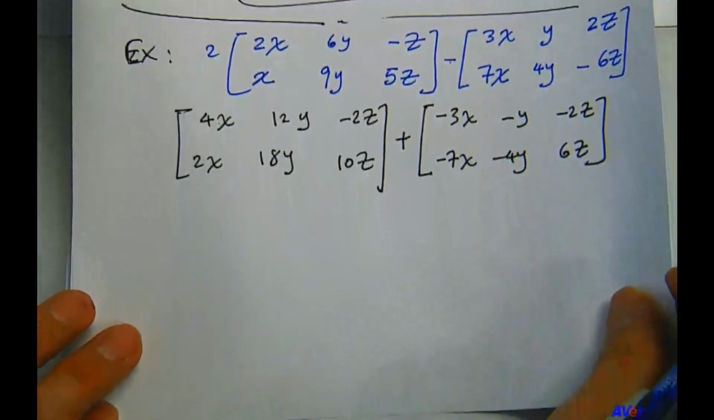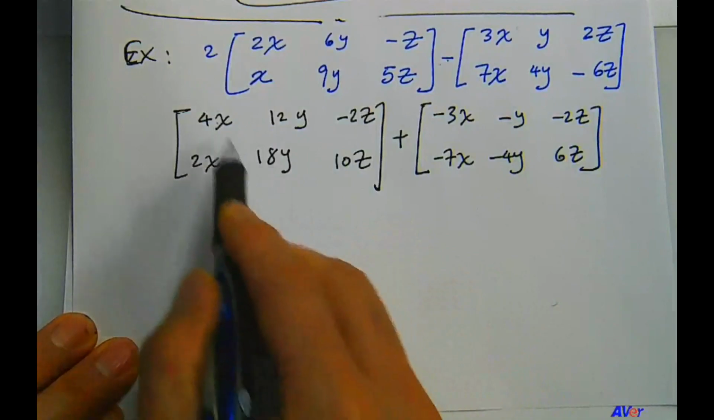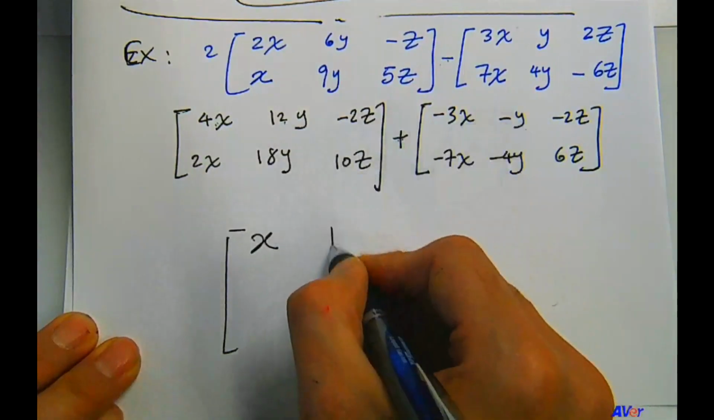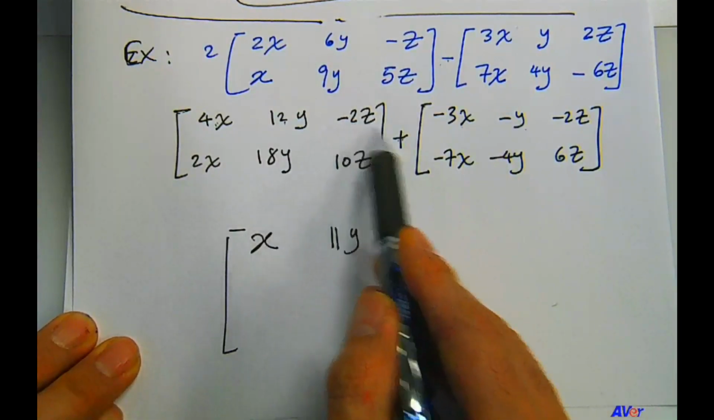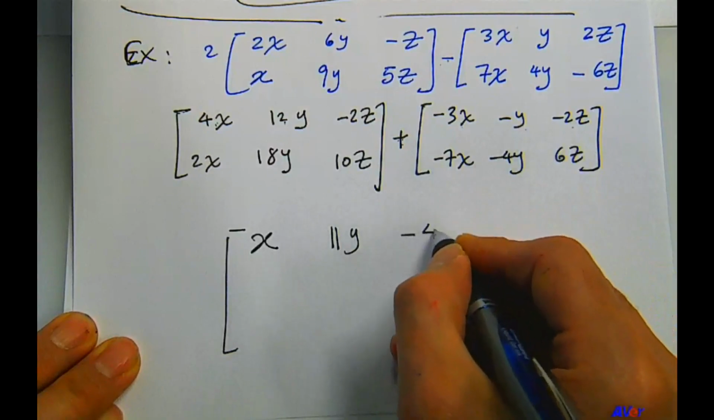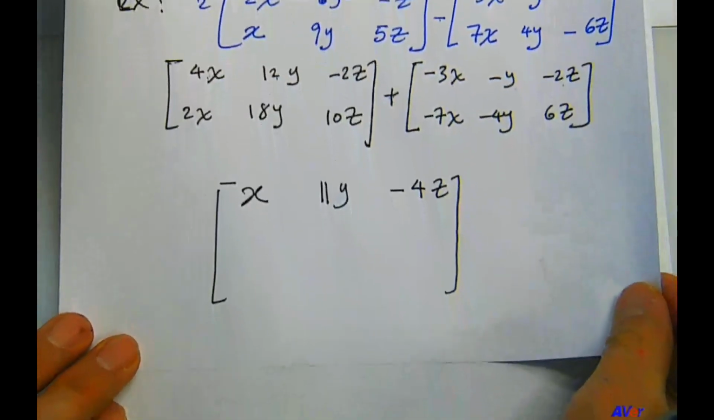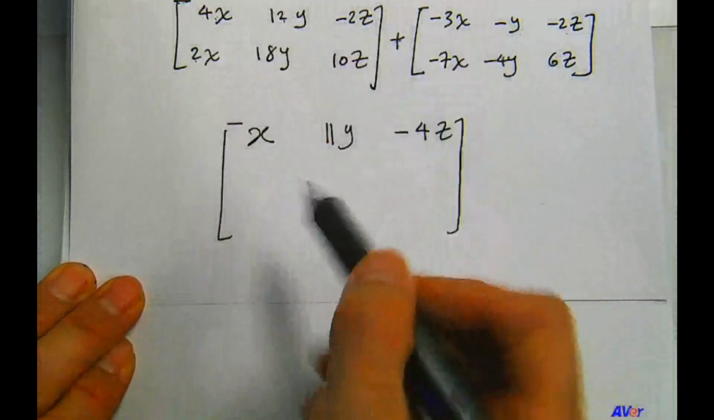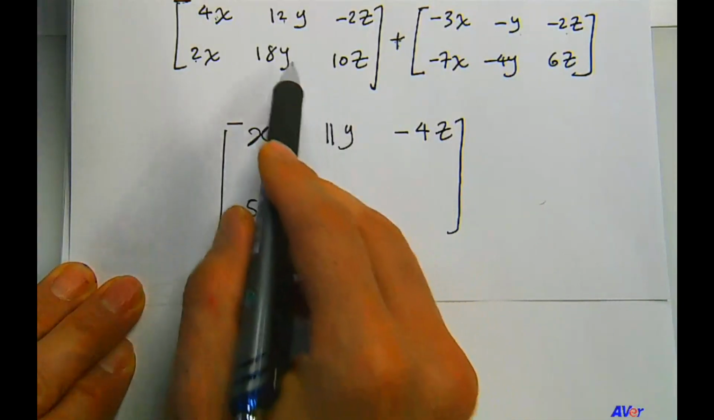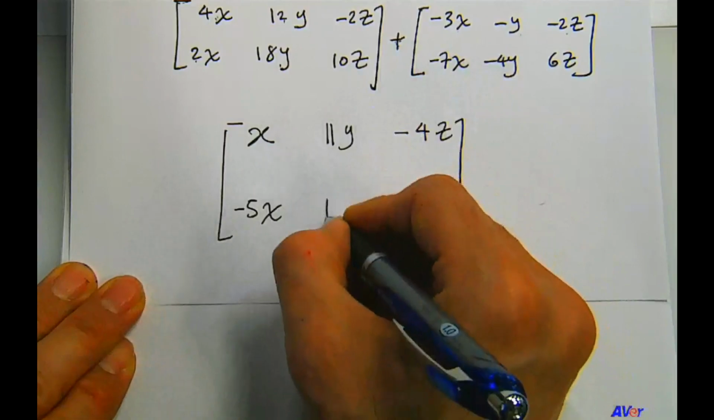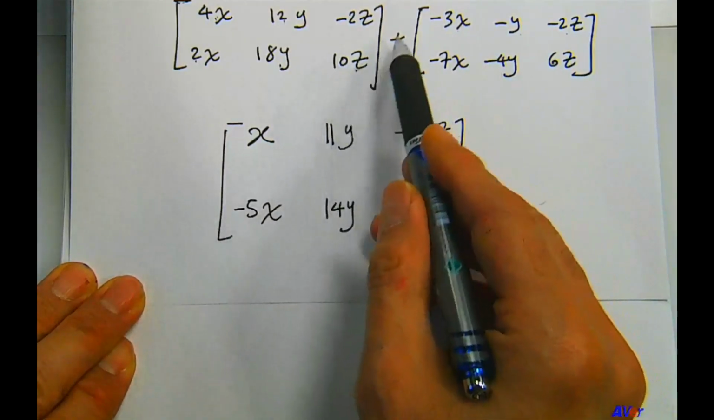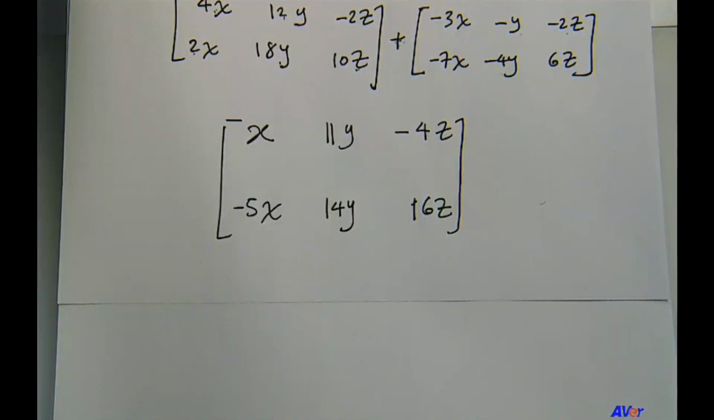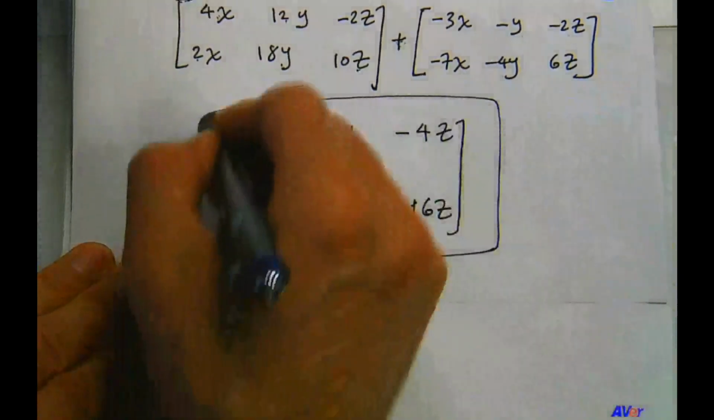Okay, now I'm going to add these 2 matrices. So we have 4x plus negative 3x, that's just x. 12y plus negative y, that's 11y. Negative 2z plus negative 2z, that's negative 4z. 2x plus negative 7x, that's negative 5x. 18y plus negative 4y, that's positive 14y. 10z plus 6z, that's 16z. Okay, so that looks all right.